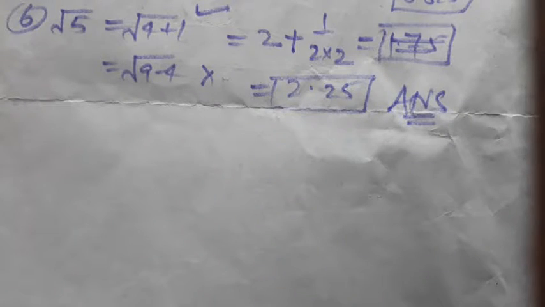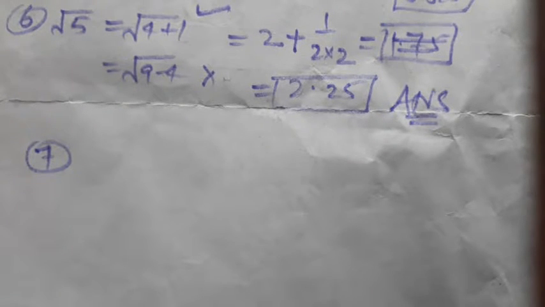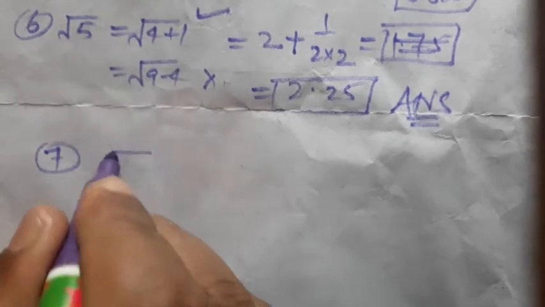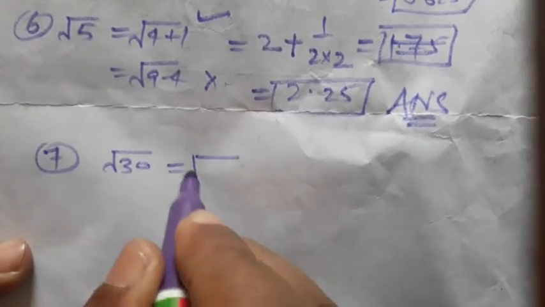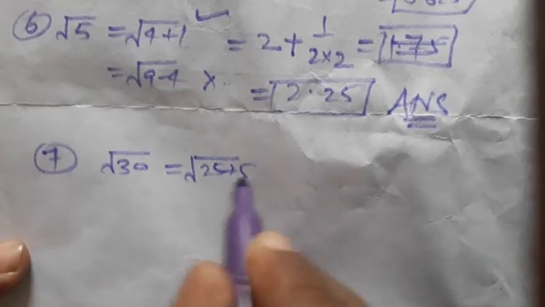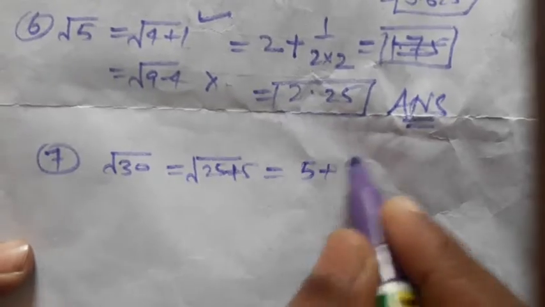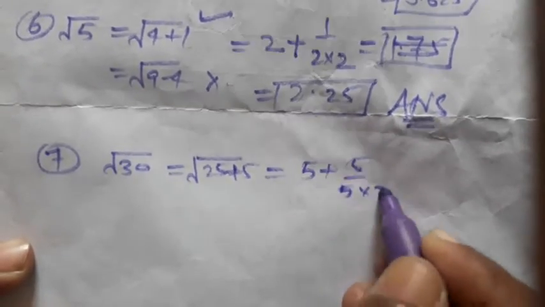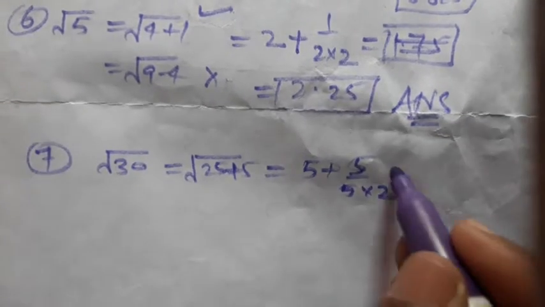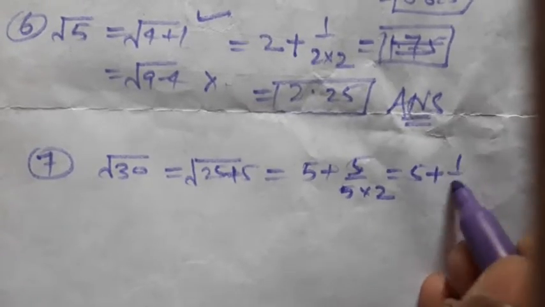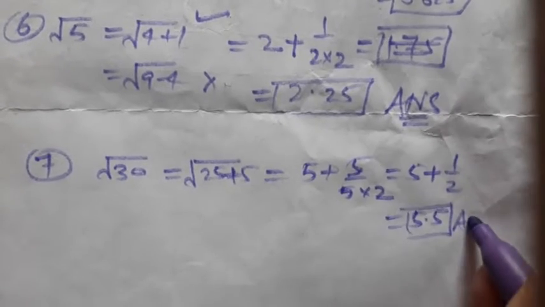Let us take a few more examples to make it more clear. The next example is the 7th example. Suppose we take root 30. Break it again: 25 plus 5 will be the breakup, and then use the plus sign, so 5 will be here, and again 5 upon 5 into 2. So 5 plus 1 by 2, that is 5.5. That is your nearest answer.